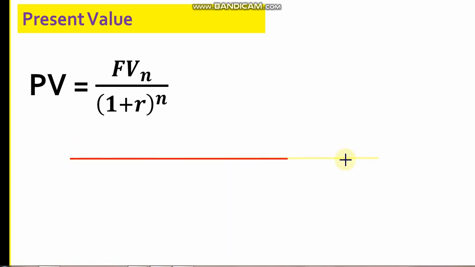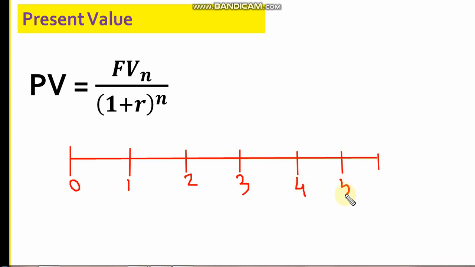Suppose this is my timeline. I'm standing here today. Suppose these are the time gaps in future. Let me write, say this is today, time 0, this is 1, this is time 2, this is 3. For example, these are years, so this is 4th year, this is 5th year, and this is 6th year. In case of future value calculation, we have a value here, at time 0.